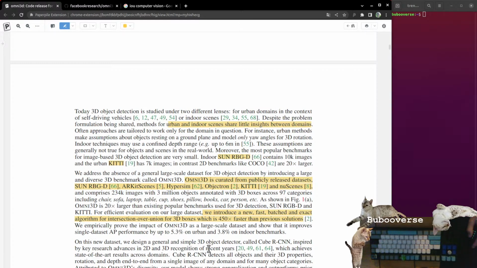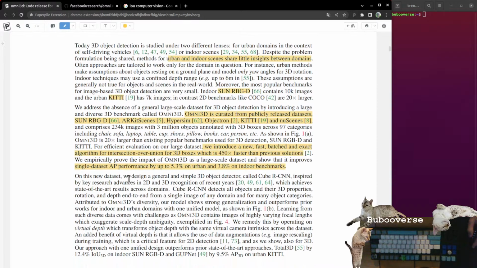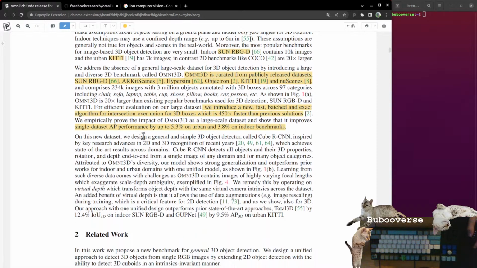We design a general and simple... single data set, AP performance, and urban. We'll have to see what it's actually improving from. A lot of times when researchers write these papers, sometimes they don't get the best results, and they'll purposefully pick comparison points that are a little bit easy.